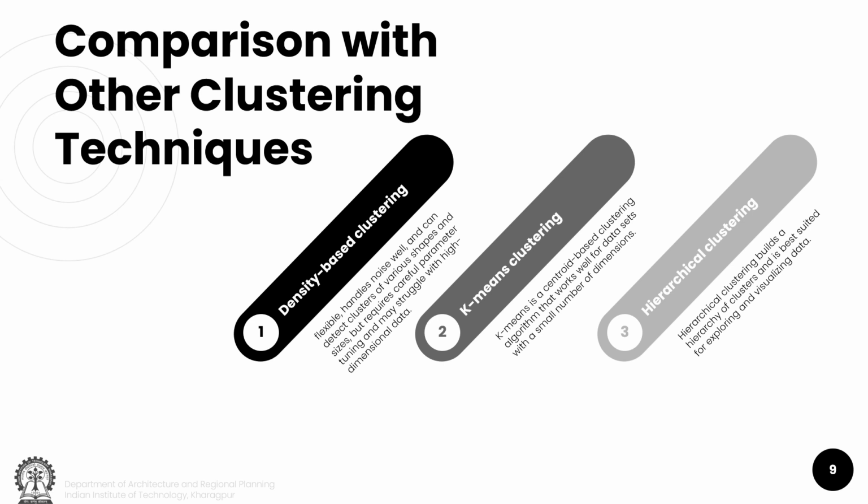Density-based clustering is a density-based algorithm that groups together points that are close to each other in space and have a high density of neighboring points.